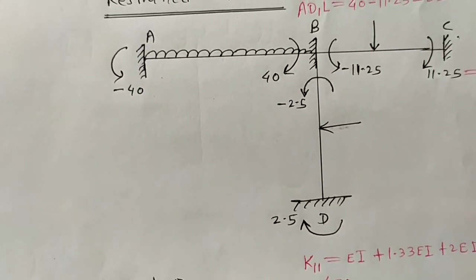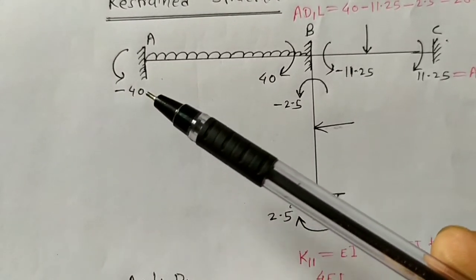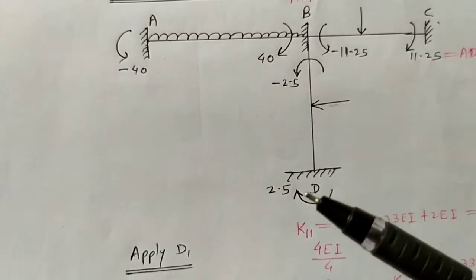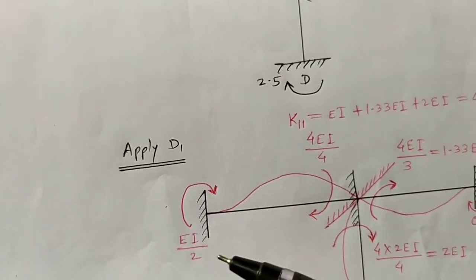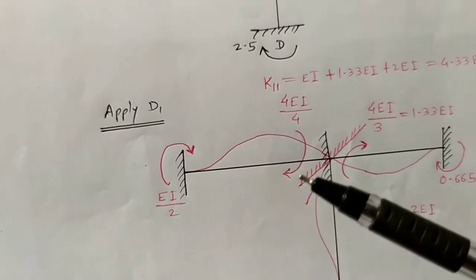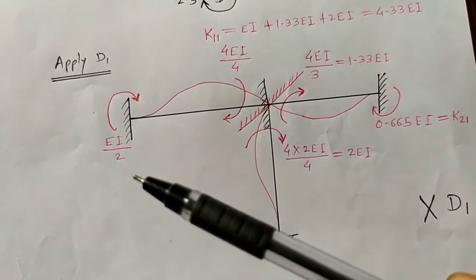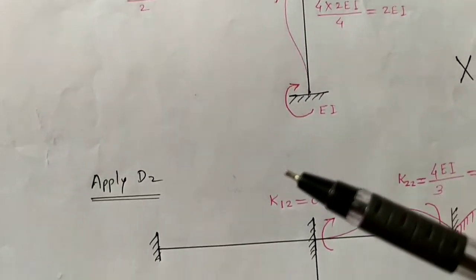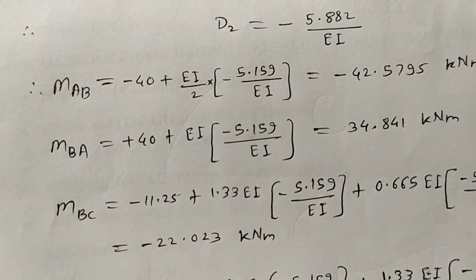Now to find MAB, this is MAB, and it is going anti-clockwise, that's why it is taken as minus 40. Here there is a clockwise moment, so plus EI upon 2. Remember, this total diagram is multiplied by D1, so EI by 2 multiplied by D1. Next, at this joint there is no moment.